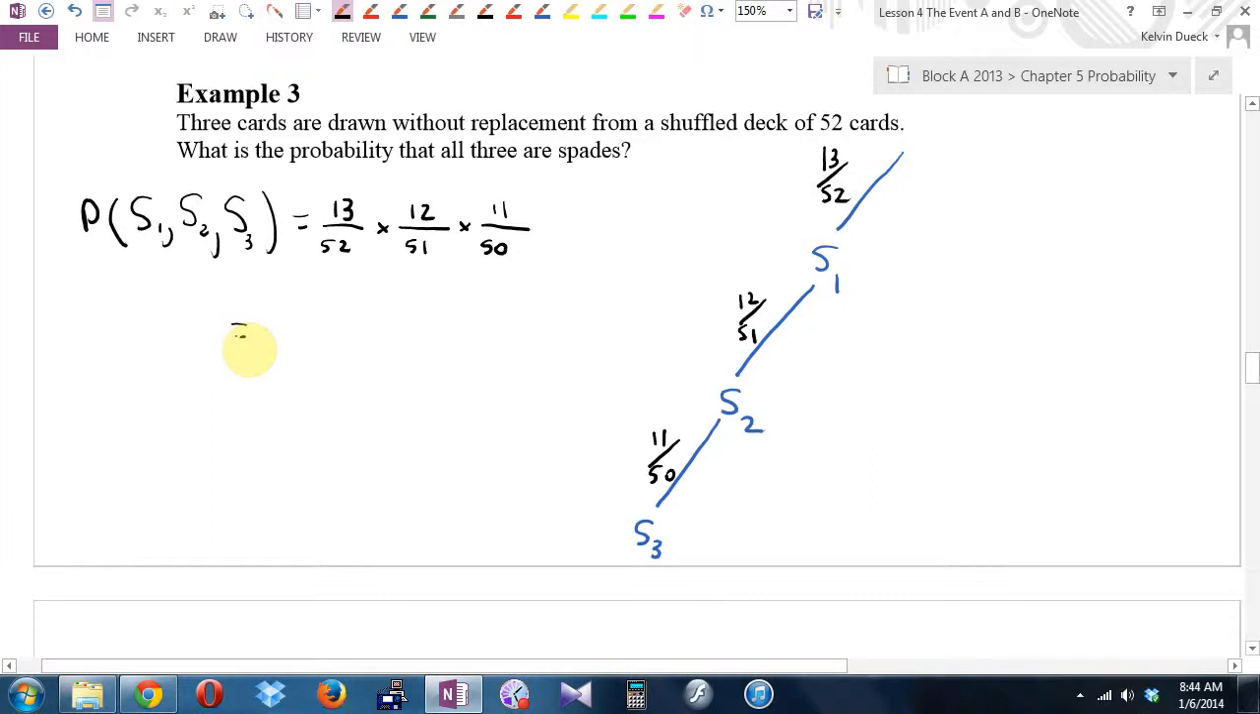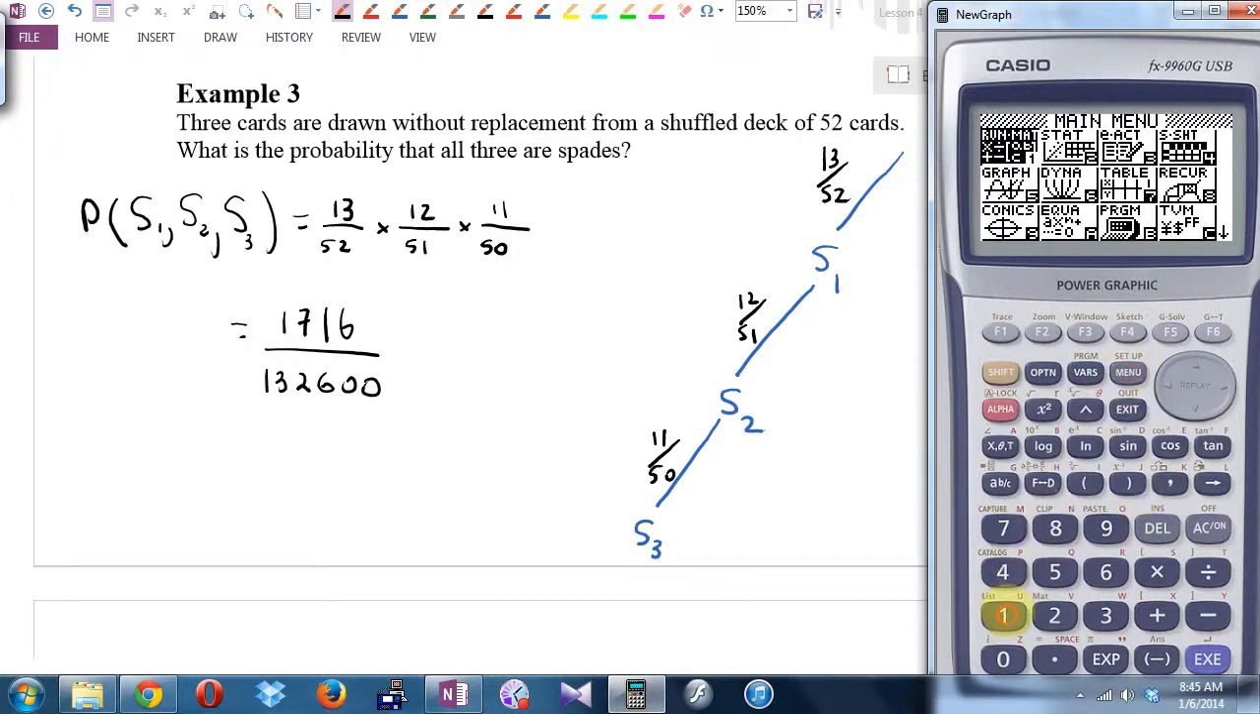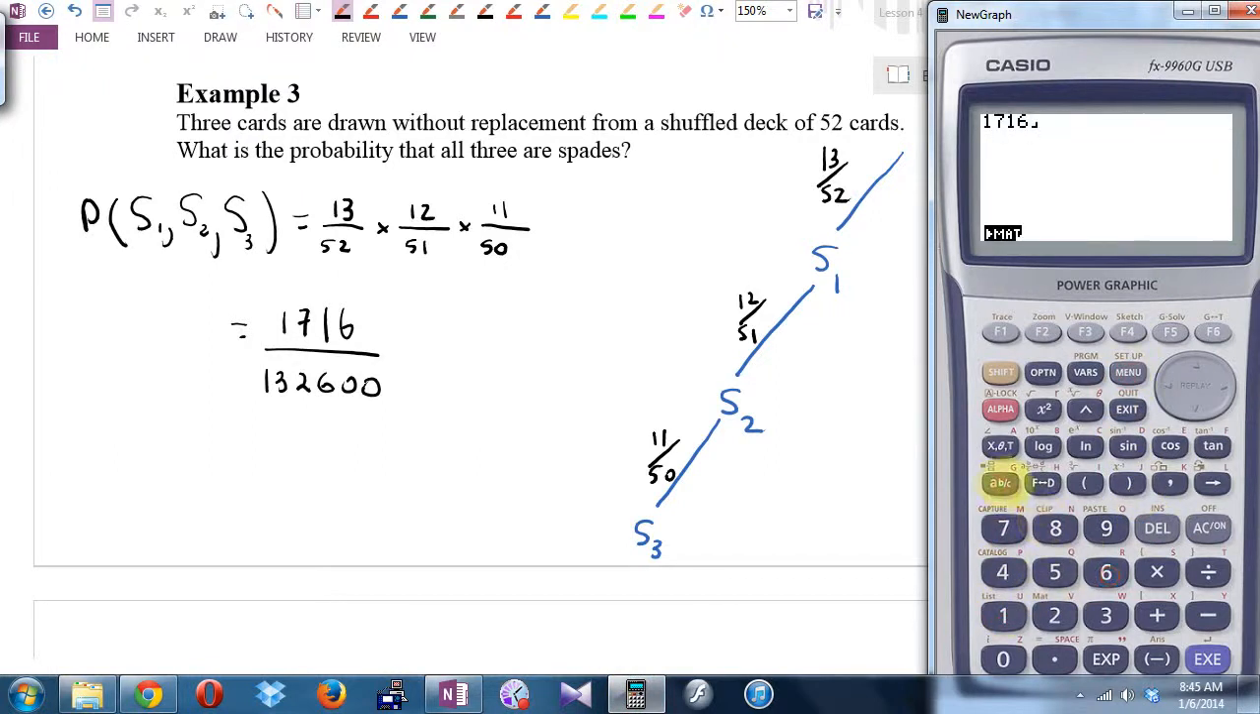What is 13 times 12 times 11 on the top? 1716? Over, what is 52 times 51 times 50? 132,600. That's not in lowest terms. And if you want to get it in lowest terms, of course, you have a nice easy way to do that. You just go 1716, fraction button. Remember, this is our fraction button right here. 1716 over 132,600. Oh, that didn't type right, Mr. Dueck. 132,600. And in lowest terms, it's 11 out of 850.